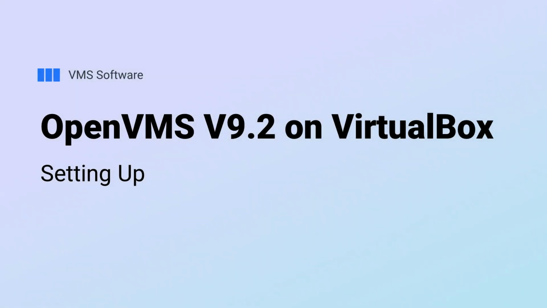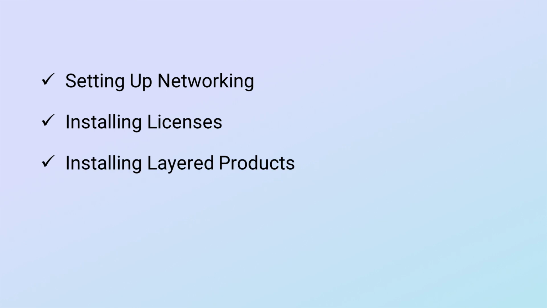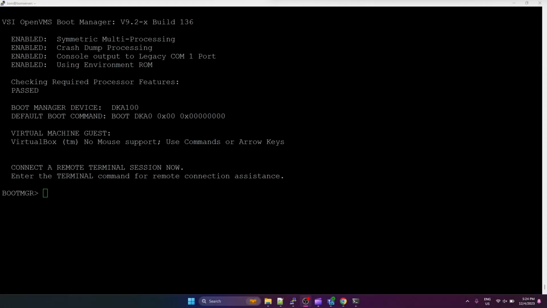Hello everyone. In this video series, we're demonstrating installing and setting up OpenVMS version 9.2 on VirtualBox. In the previous video, we have installed OpenVMS and rebooted it once, and now we're ready to set it up. In this video, I will show you how to set up networking and install licenses and layered products, such as compilers. Let's go.